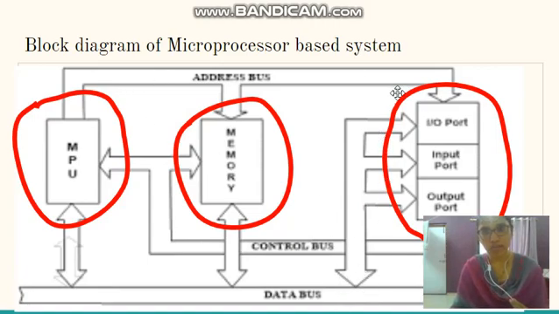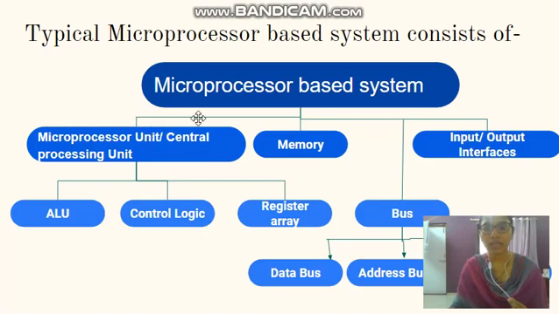And based on their function, these buses are divided into three types: the address bus, the data bus, and the control bus. So here we can see there are four parts: microprocessor unit, memory, I/O interfaces, and bus. The bus is divided into three parts: data bus, address bus, and control bus. So let us see these parts one by one. So first is the microprocessor unit.